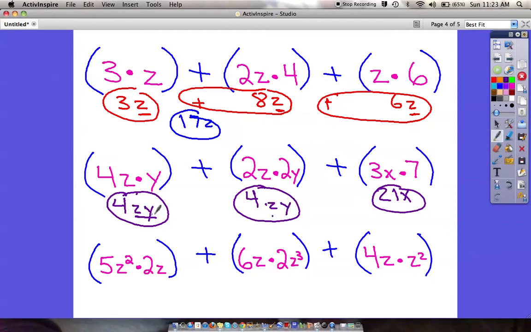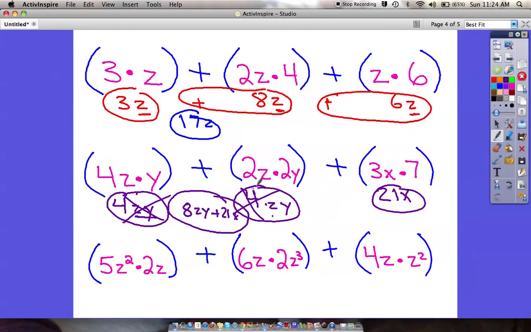So 4zy plus 4zy is going to be 8zy because we're just combining things together. Now, I can't combine this 21x with 8zy, so we just have to add it on to the end. So we have 8zy plus 21x. That would be my final answer to that problem.